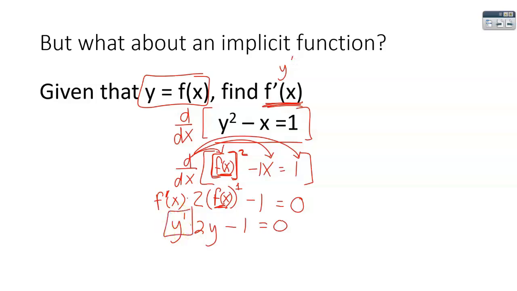So if I wanted to get y prime by itself, what would I do? The first thing we would do is we would add 1 on both sides, right? And that would leave me with y prime times 2y is equal to 1. Now what would I do to get y prime by itself? I would divide both sides by 2y.